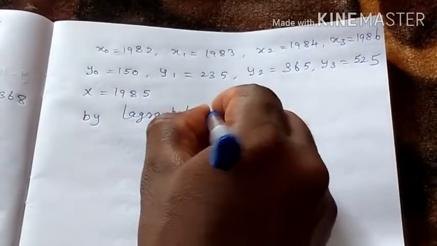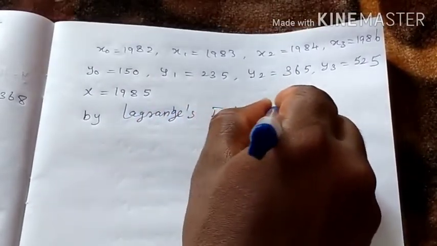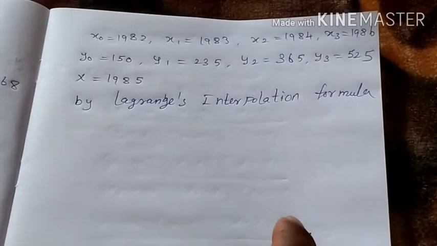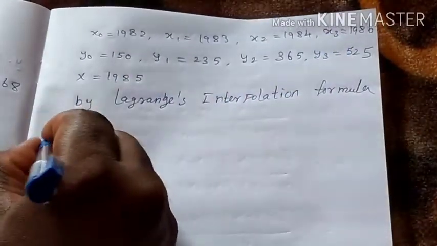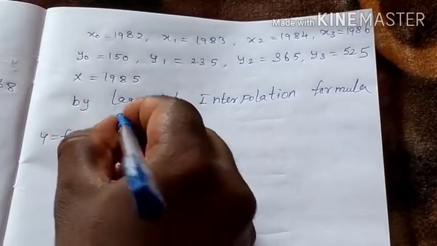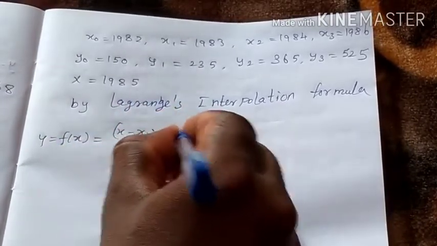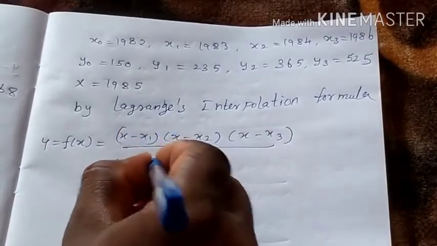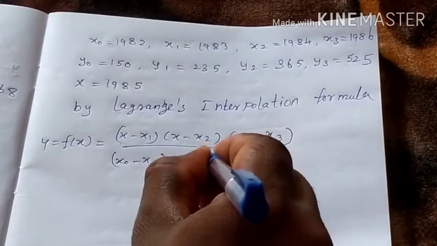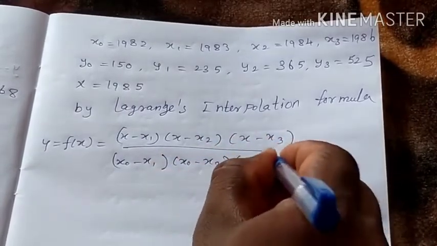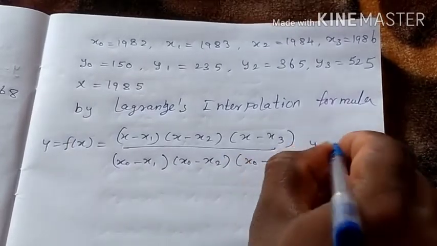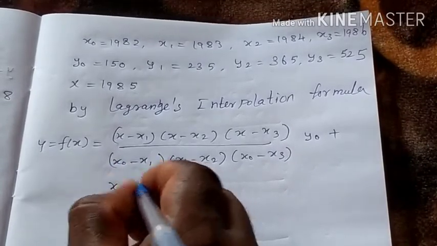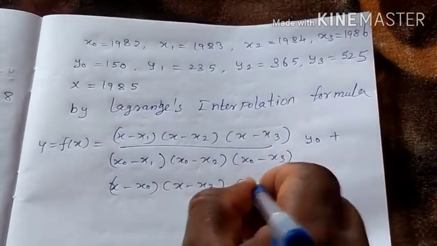Write the Lagrange's interpolation formula. So you have x3, y3. y is equal to f of x, which is equal to (x minus x1)(x minus x2)(x minus x3) whole divided by (x0 minus x1)(x0 minus x2)(x0 minus x3), into y0, plus, in the same manner, (x minus x0)(x minus x2)(x minus x3).